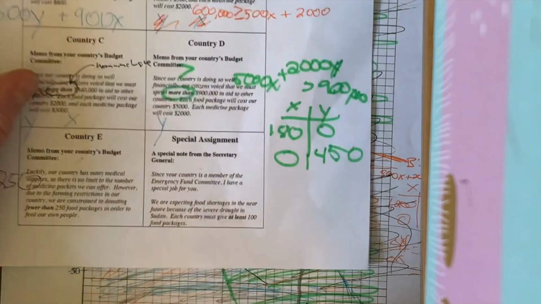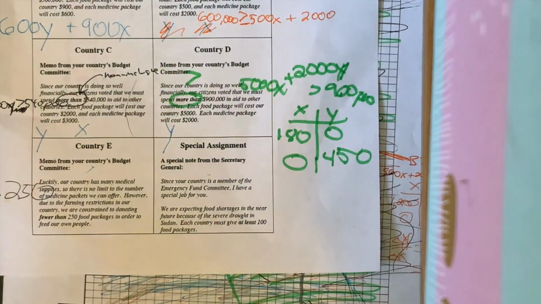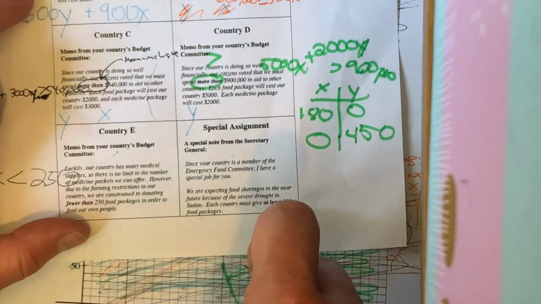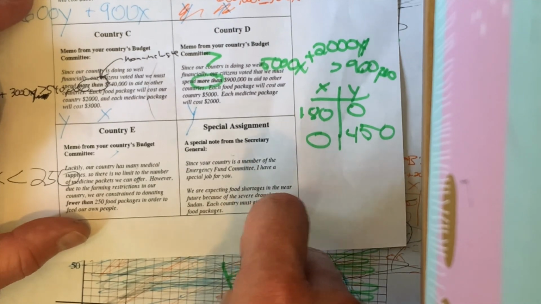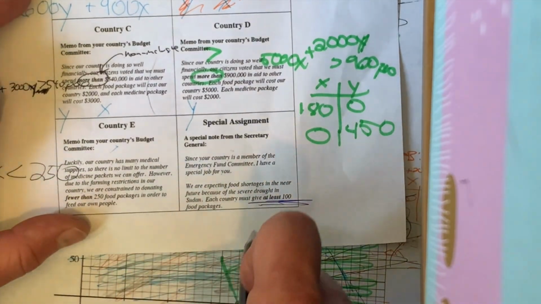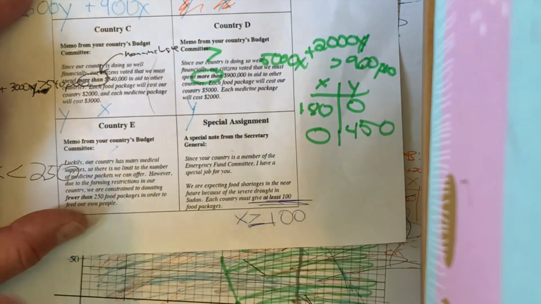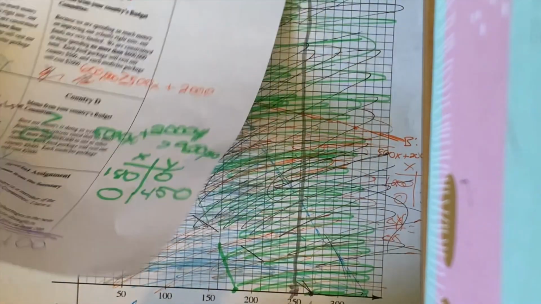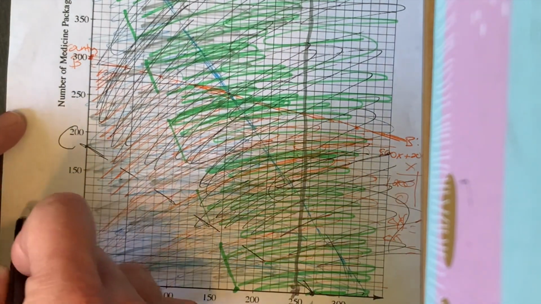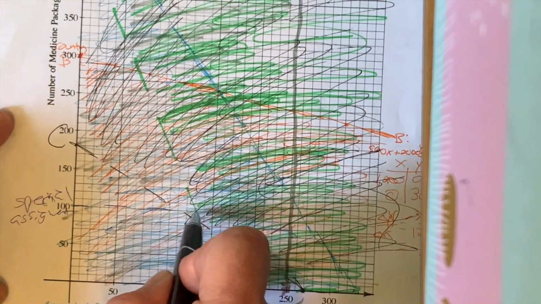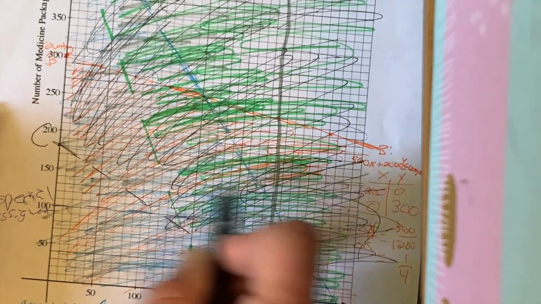Last thing, last one, special assignment. What color haven't I used yet? Color blue it is. It says, we are expecting food shortages in the near future because of the severe drought in Sudan. Each country must give at least 100 food packages. So that means that X needs to be greater than or equal to 100. At least means it can be 100. That's fine. You can give more if you can. That's going to be our final. So this is going to be the special assignment, and I'll have a dash line right here. And we shade above.